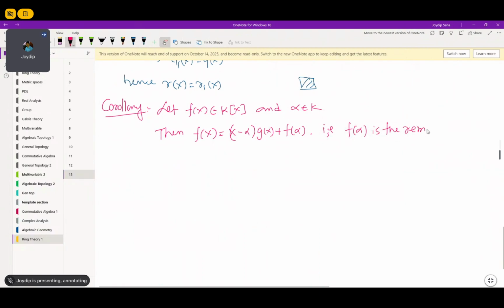f(alpha) is the remainder of f(x) when it is divided by x - alpha. So you just see that by the division algorithm, it is a very easy proof.